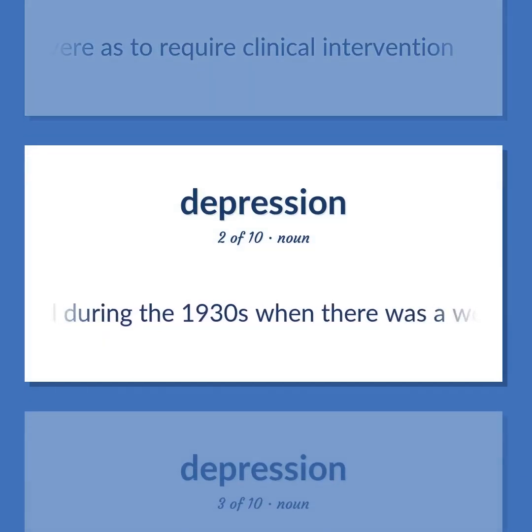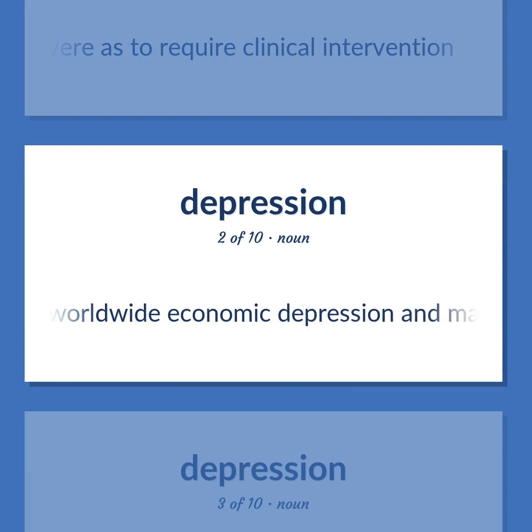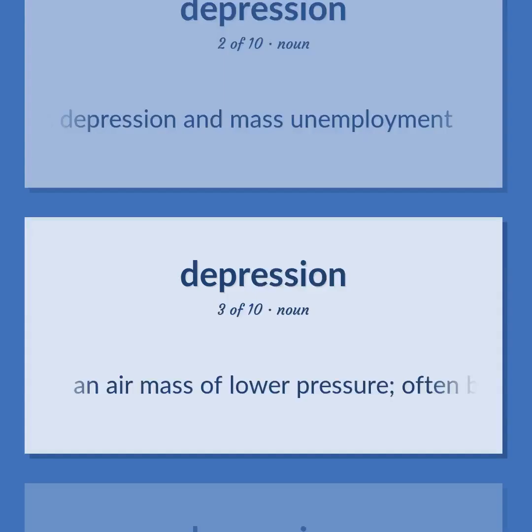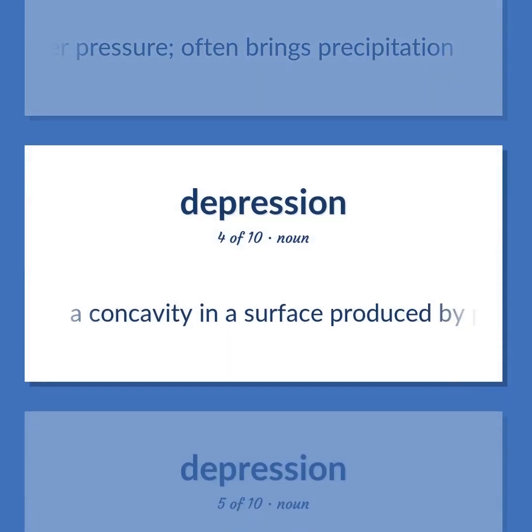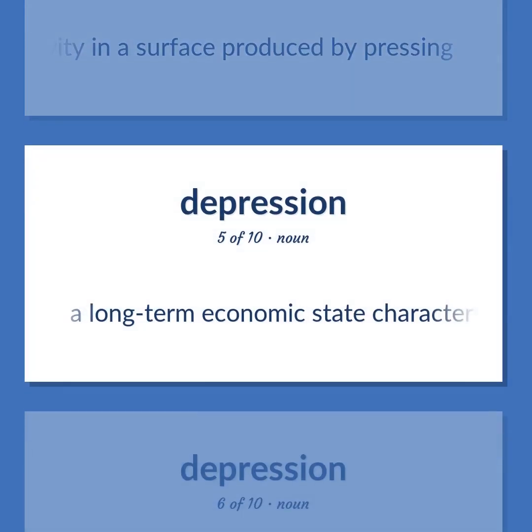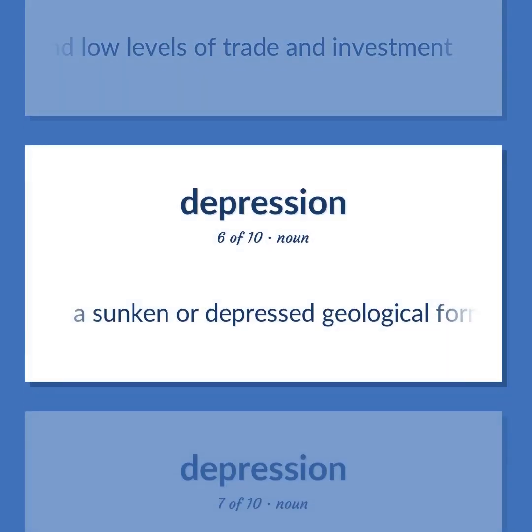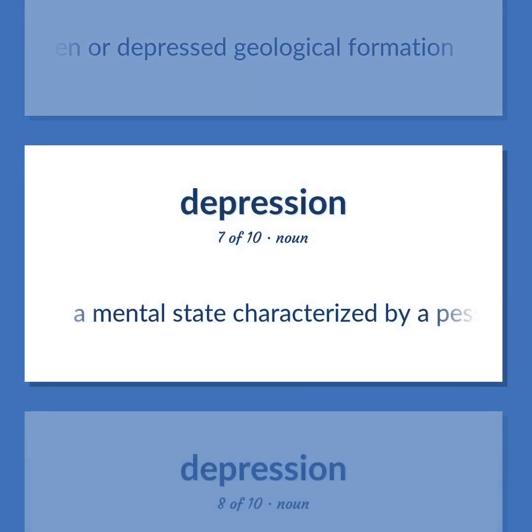A period during the 1930s when there was a worldwide economic depression and mass unemployment. An air mass of lower pressure often brings precipitation. A concavity in a surface produced by pressing. A long-term economic state characterized by unemployment and low prices and low levels of trade and investment. A sunken or depressed geological formation. A mental state characterized by a pessimistic sense of inadequacy and a despondent lack of activity.